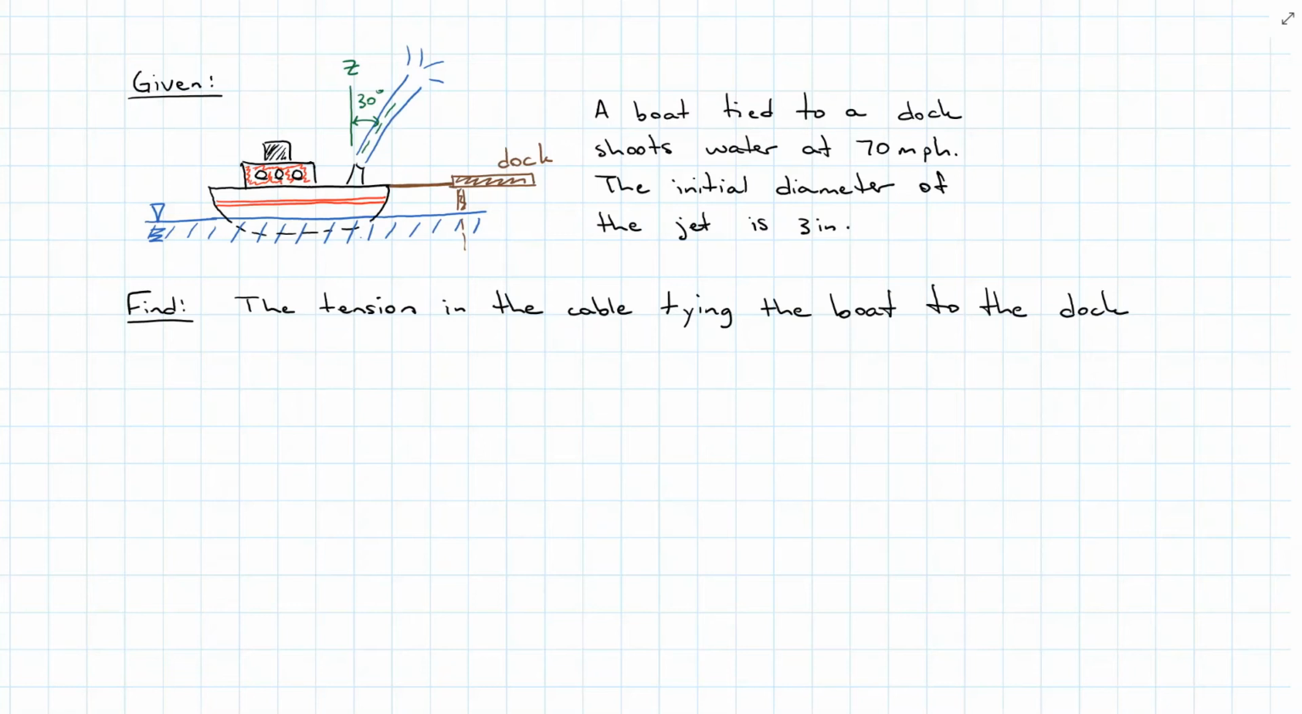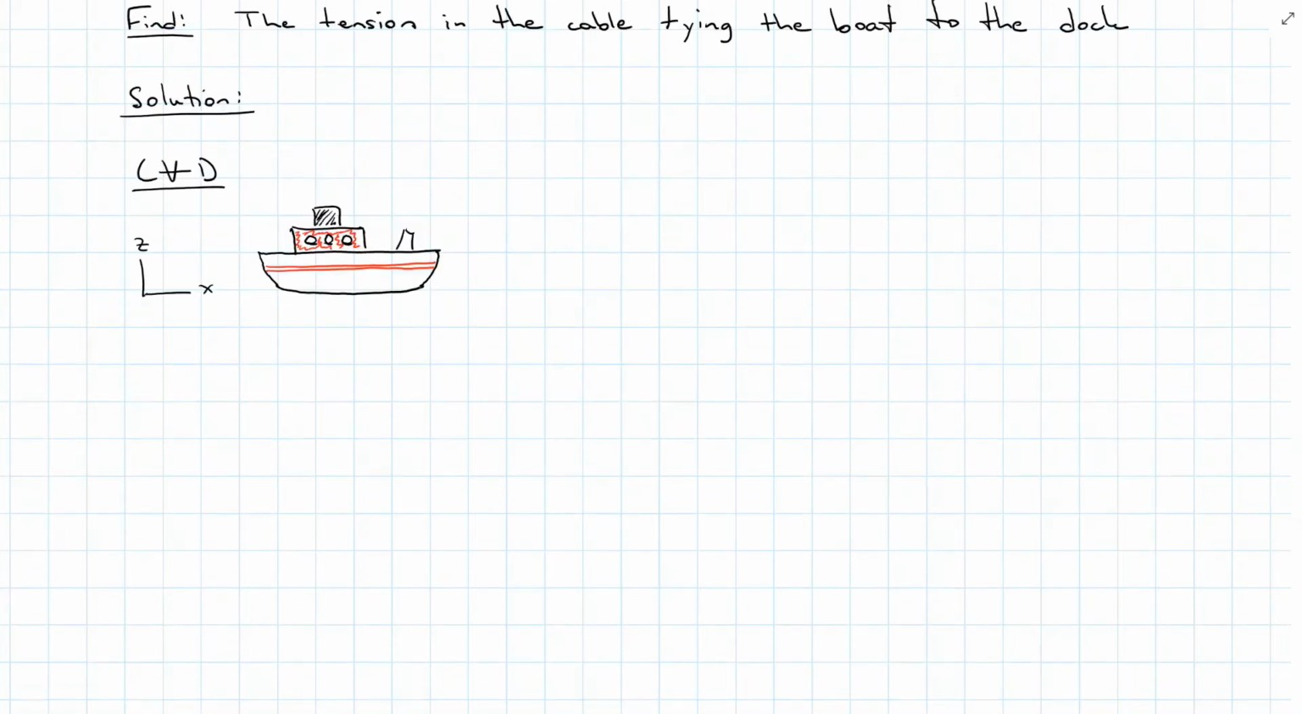Our solution is going to begin with the control volume diagram. I have the water moving out of the cannon, rho QV, and it is acting at 30 degrees from the vertical. And that's the only moving thing I have because we have calm waters.